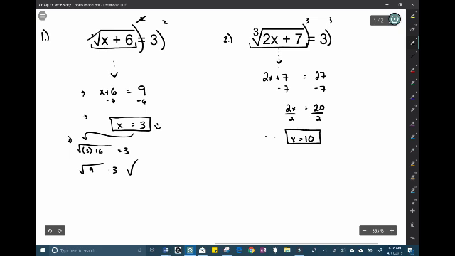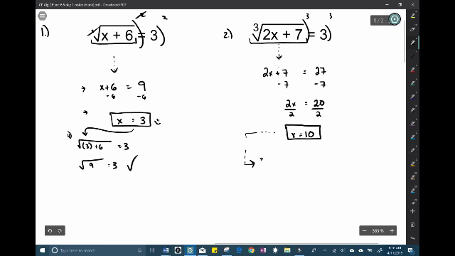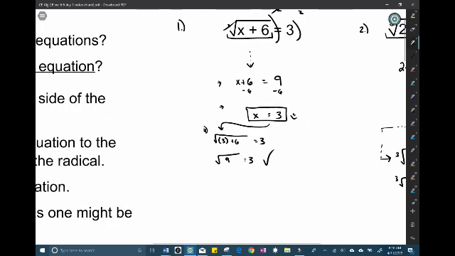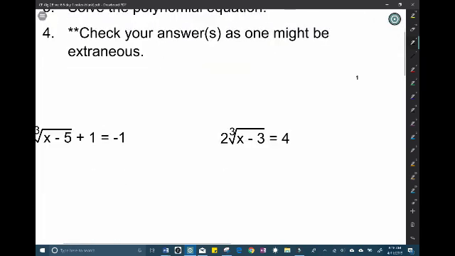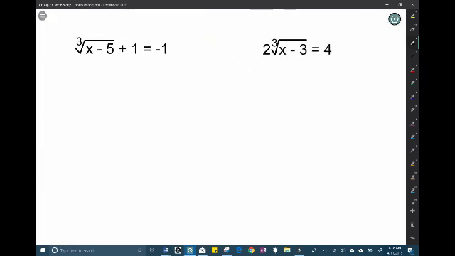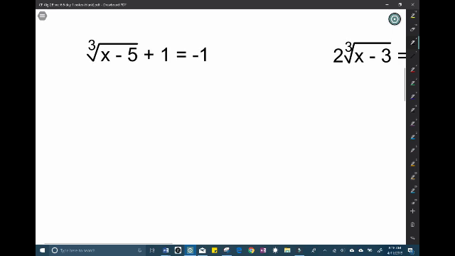We're not sure yet, so we will substitute it in. The cubic root of 2 times 10 plus 7 is the cubic root of 27. Is that equal to 3? Yes, it is. So it does work out. Always check for extraneous solutions, more so when you have examples that don't work out, but we'll still check. We'll get into those in a little bit.